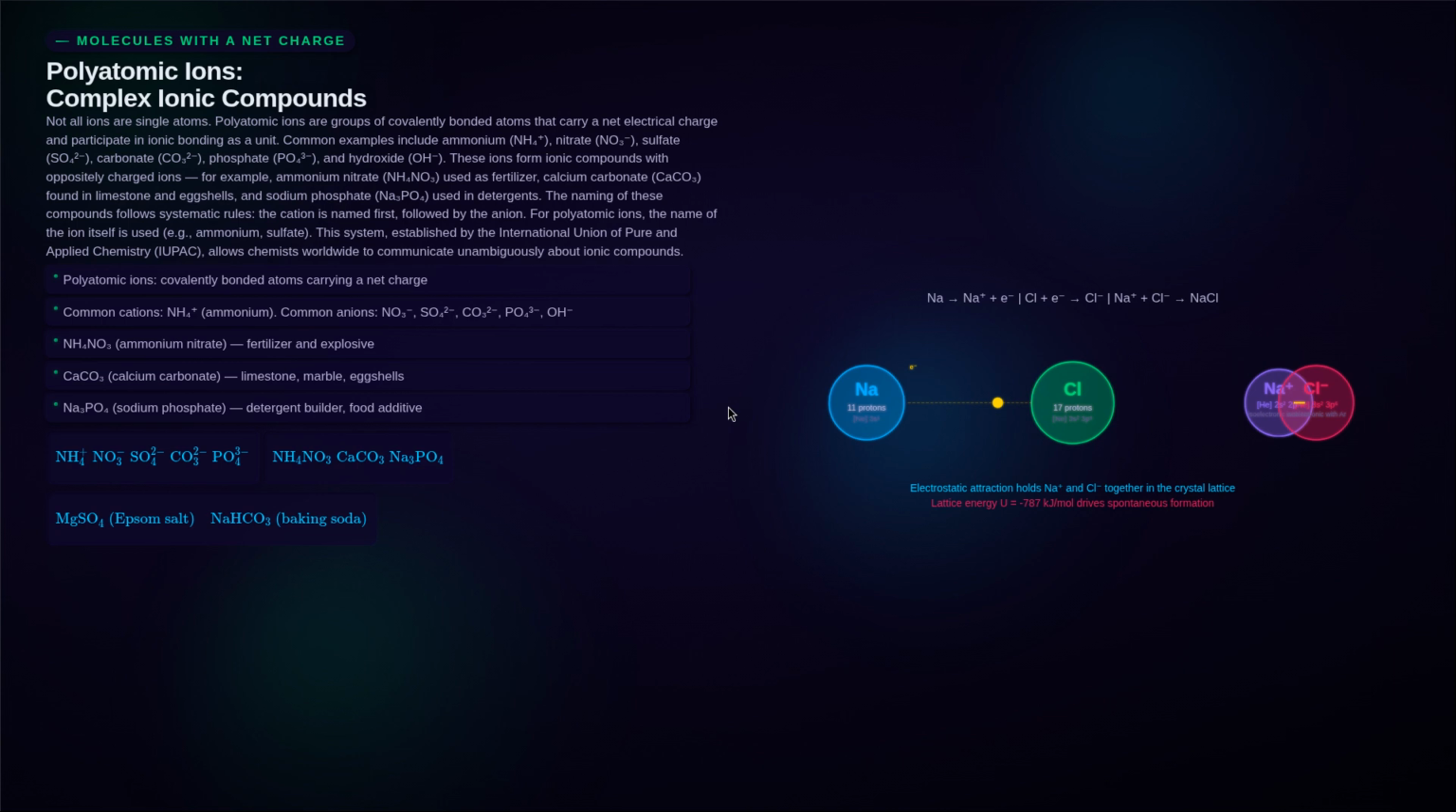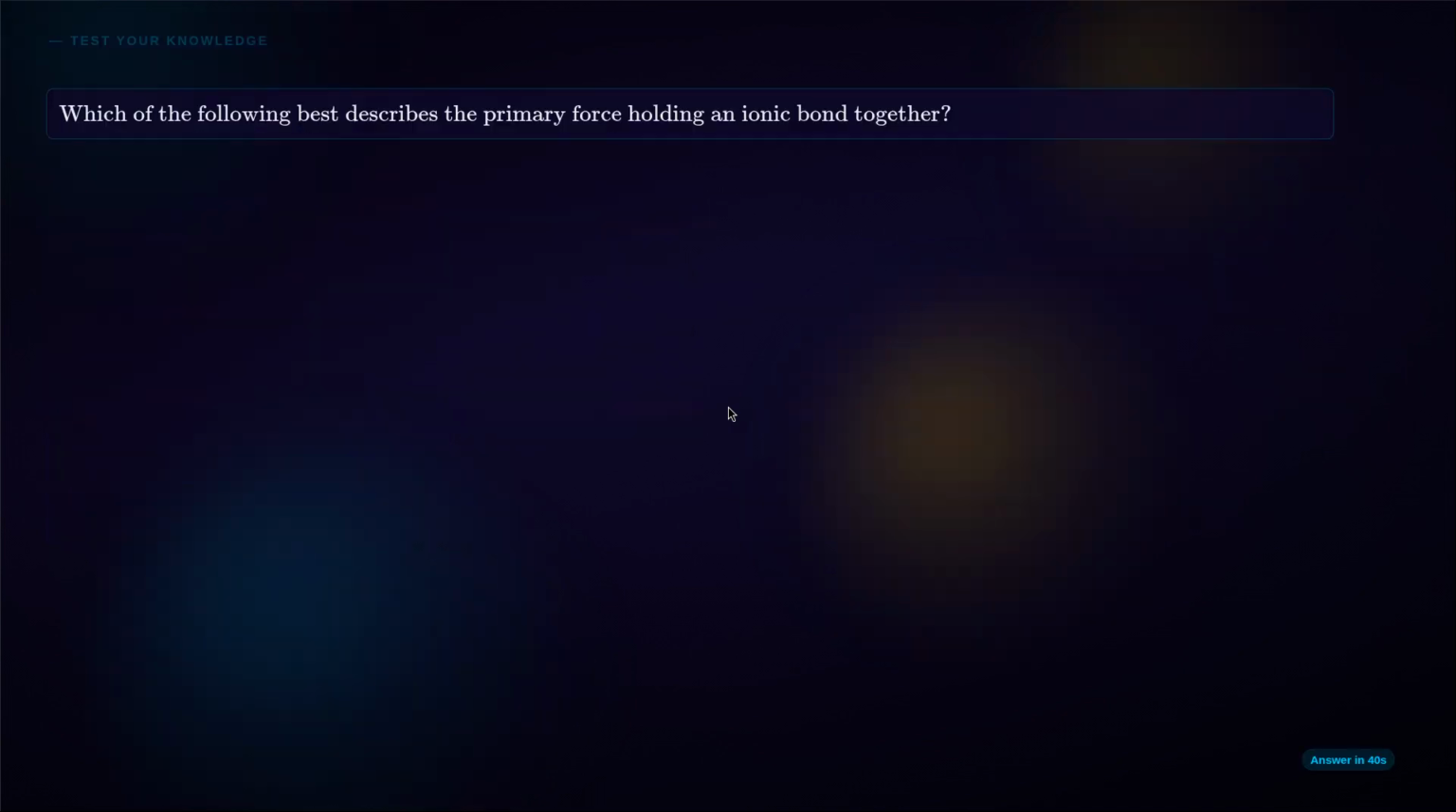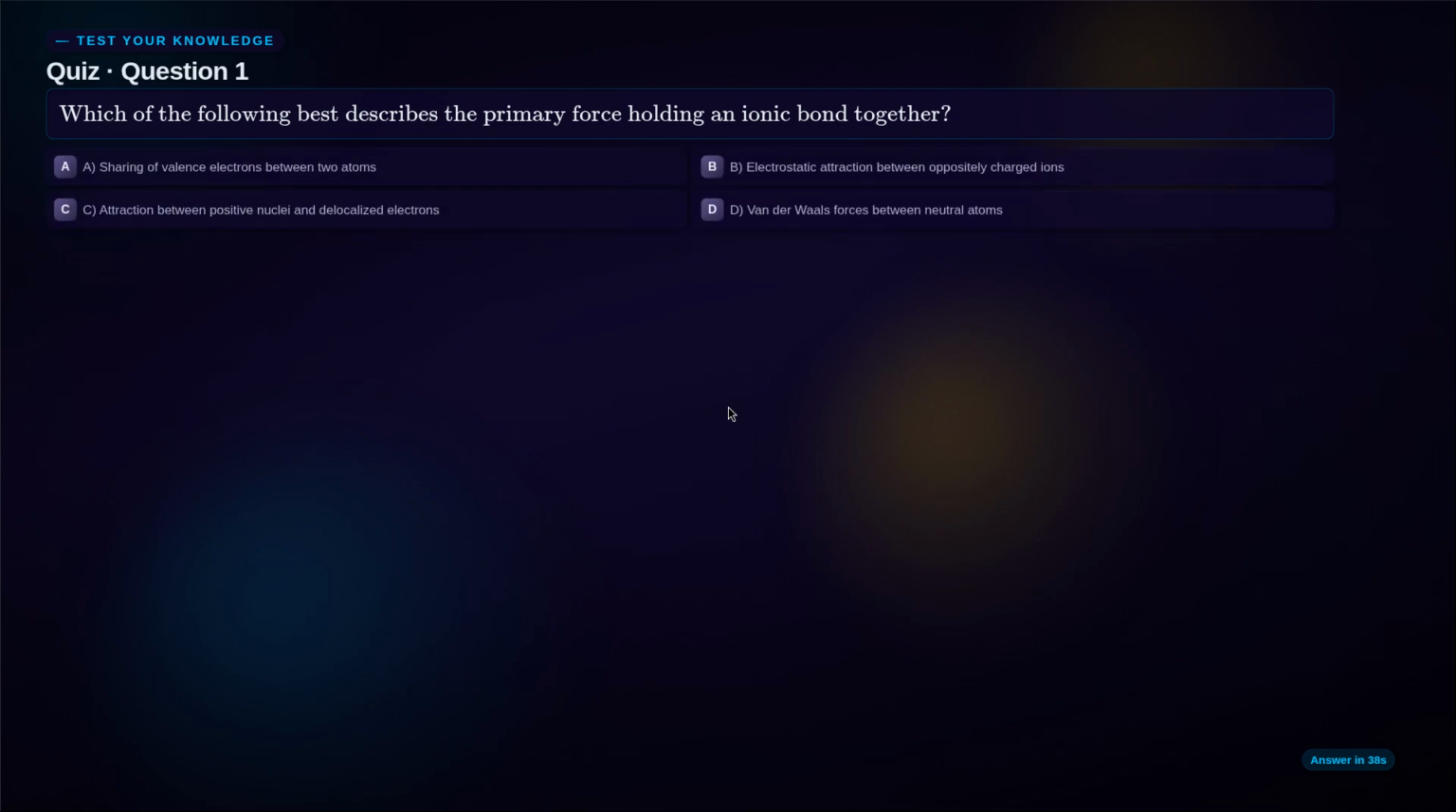These ions form ionic compounds with oppositely charged ions. For example, ammonium nitrate, NH4NO3, is used as fertilizer, calcium carbonate, CaCO3, is found in limestone and eggshells, and sodium phosphate, Na3PO4, is used in detergents. The naming follows systematic rules with the cation named first, followed by the anion. This IUPAC system allows chemists worldwide to communicate unambiguously.